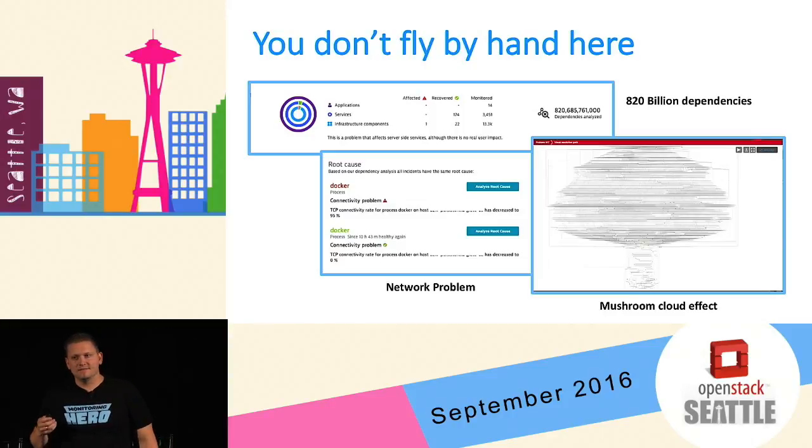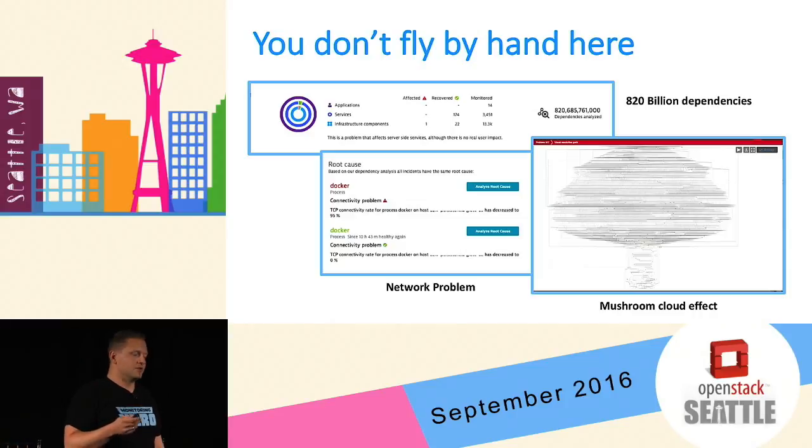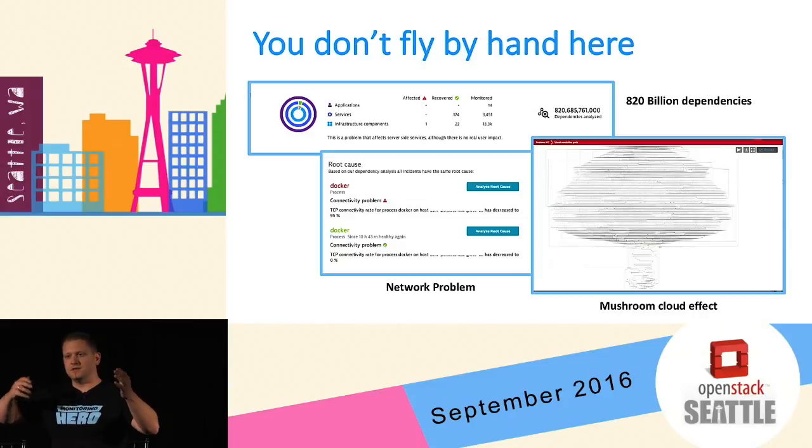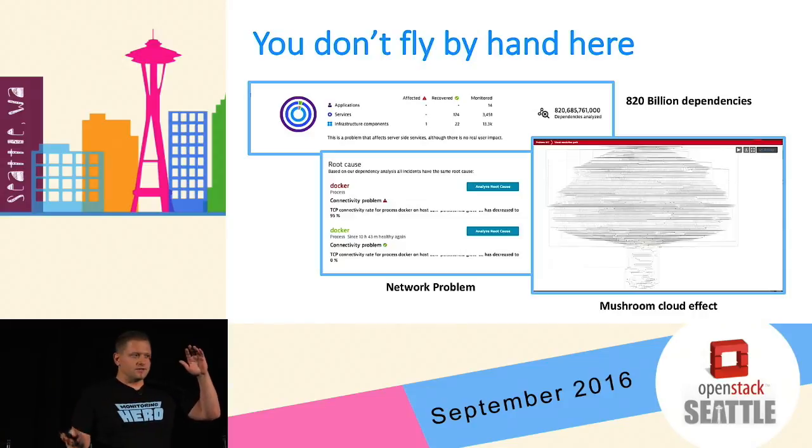And one of the last messages is, in such large environments, you can't fly by hand anymore. You can't set up thresholds for 3,000 services. You can try, but it will probably take a long time. You need to be able to correlate a lot of dependencies between services and causal relations over time and so on.